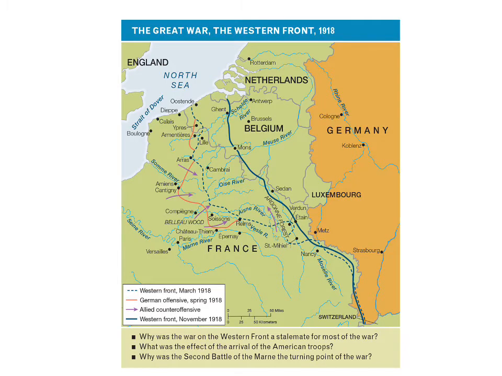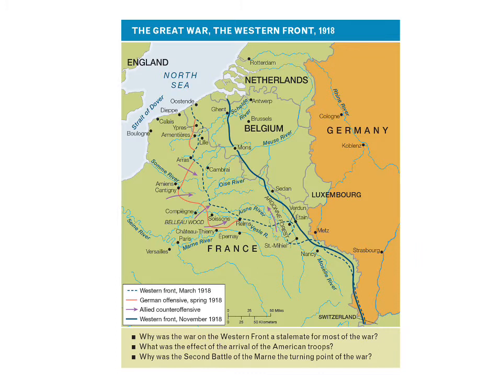Here we can see the Western Front, 1918. It's the blue line. On the right in orange is Germany. On the left, of course, is France. And to the north, the countries of Belgium and the Netherlands. And you can see, if you look at this for a moment, that the maximum the line moved was 50 or 60 miles. And that was the German offensive in the spring of 1918.